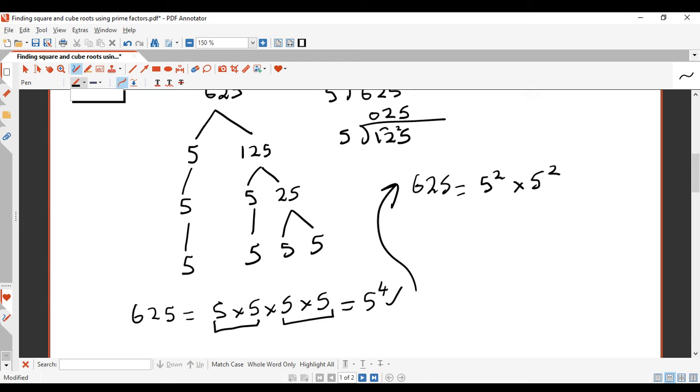Okay. Now, final step. The square root of 625 must equal the square root of this because they're the same number. Now, the square root will cancel out the powers of 2. So that just leaves us with 5 times 5. The powers of 2 are cancelled by the square root because square rooting and squaring are opposites, so they cancel each other out. So that gives you your answer of 25.